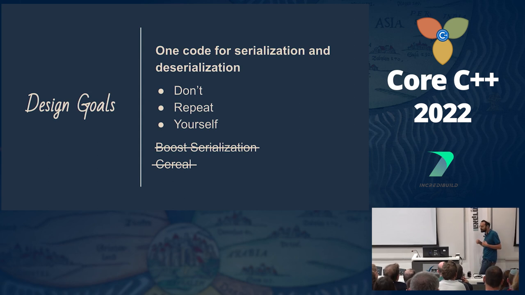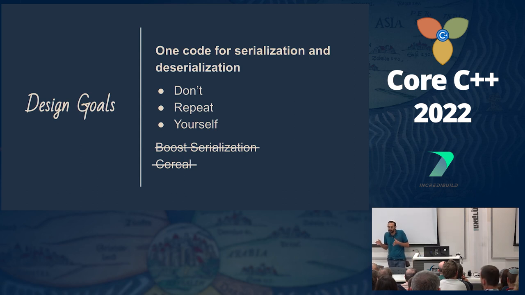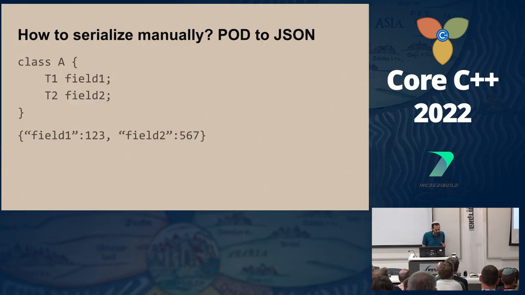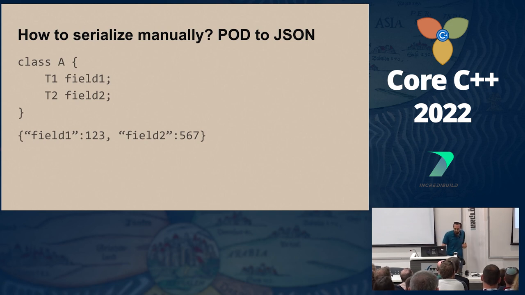So I wanted us to specify the mapping between the JSON fields and the struct fields once, and be able to get serialization and deserialization from this single specification. Those were the design goals. So we figured out the why. We figured out that every big project needs serialization and deserialization. We set design goals, we figured out the what, and now we want to see the how.